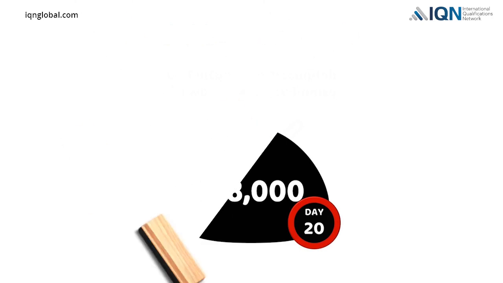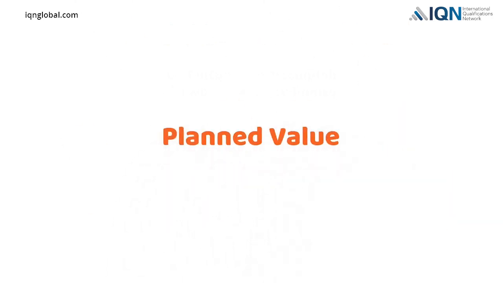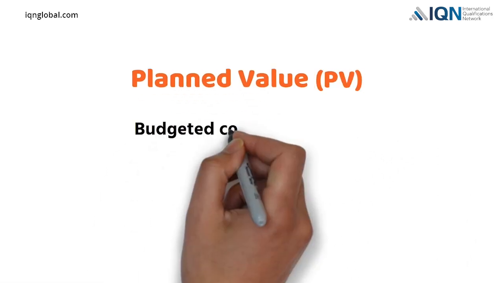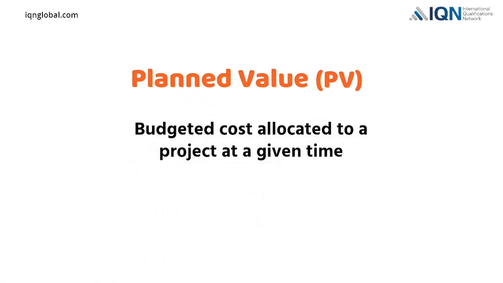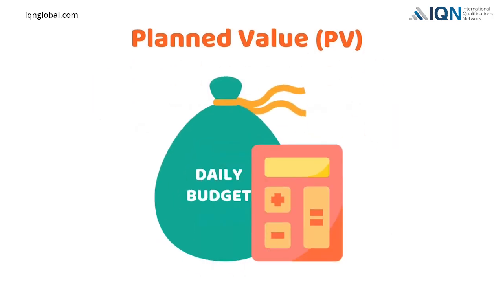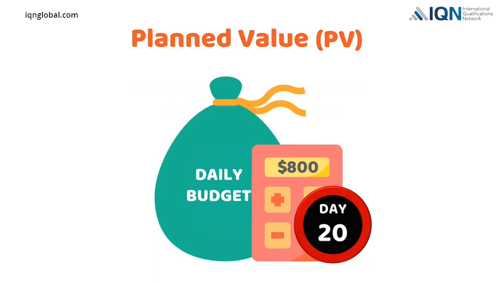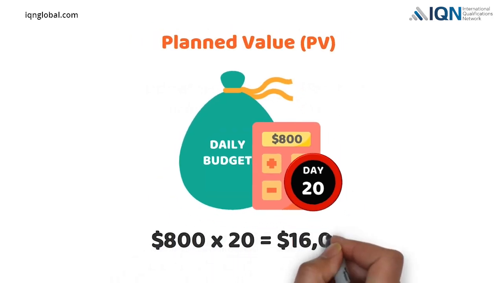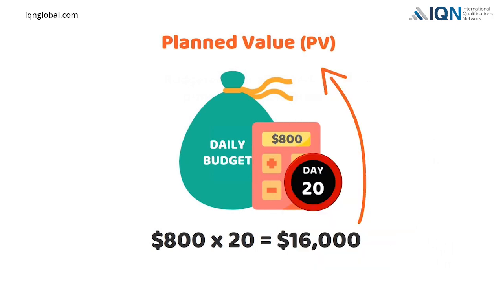Now, let's introduce the concept planned value. Planned value, PV, is the budgeted cost allocated to a project at a given time. For our project, the budgeted cost per day was $800. The project has completed 20 days, so budgeted cost allocated for 20 days was 800 multiplied by 20, $16,000. This $16,000 is our planned value. We were supposed to incur $16,000 in 20 days.